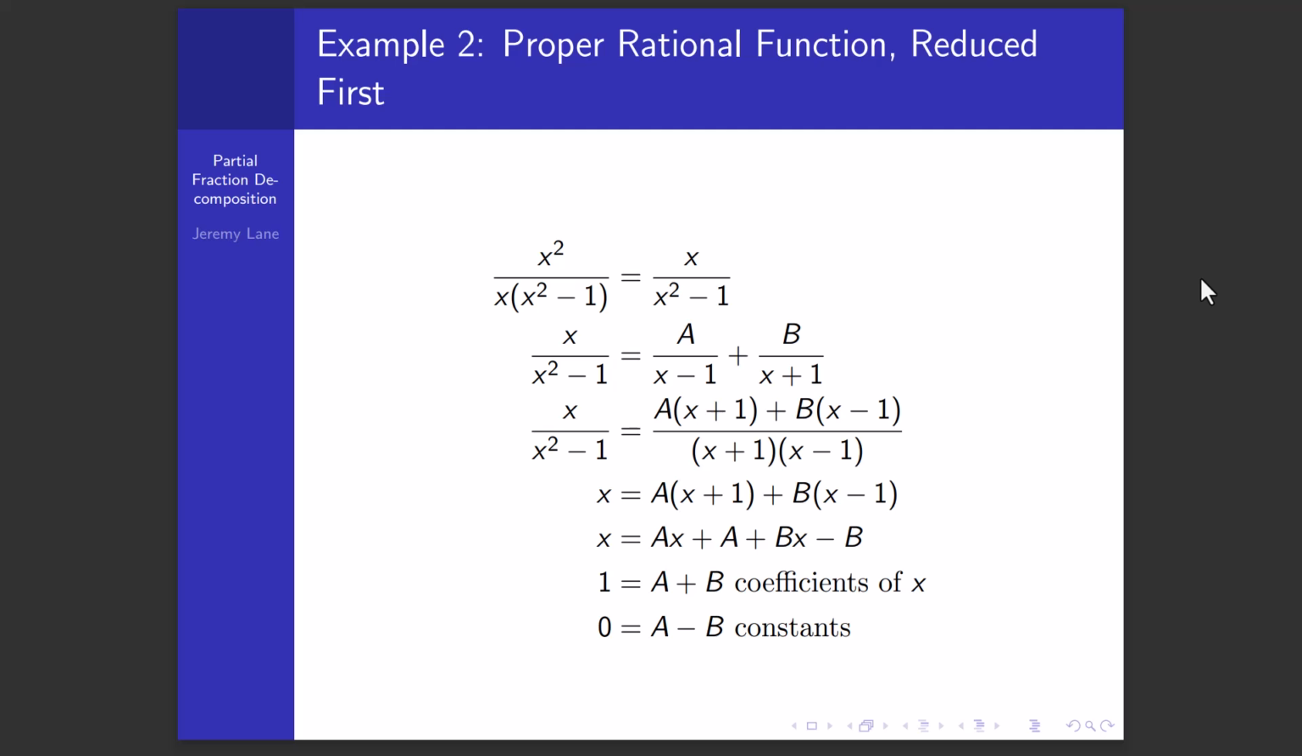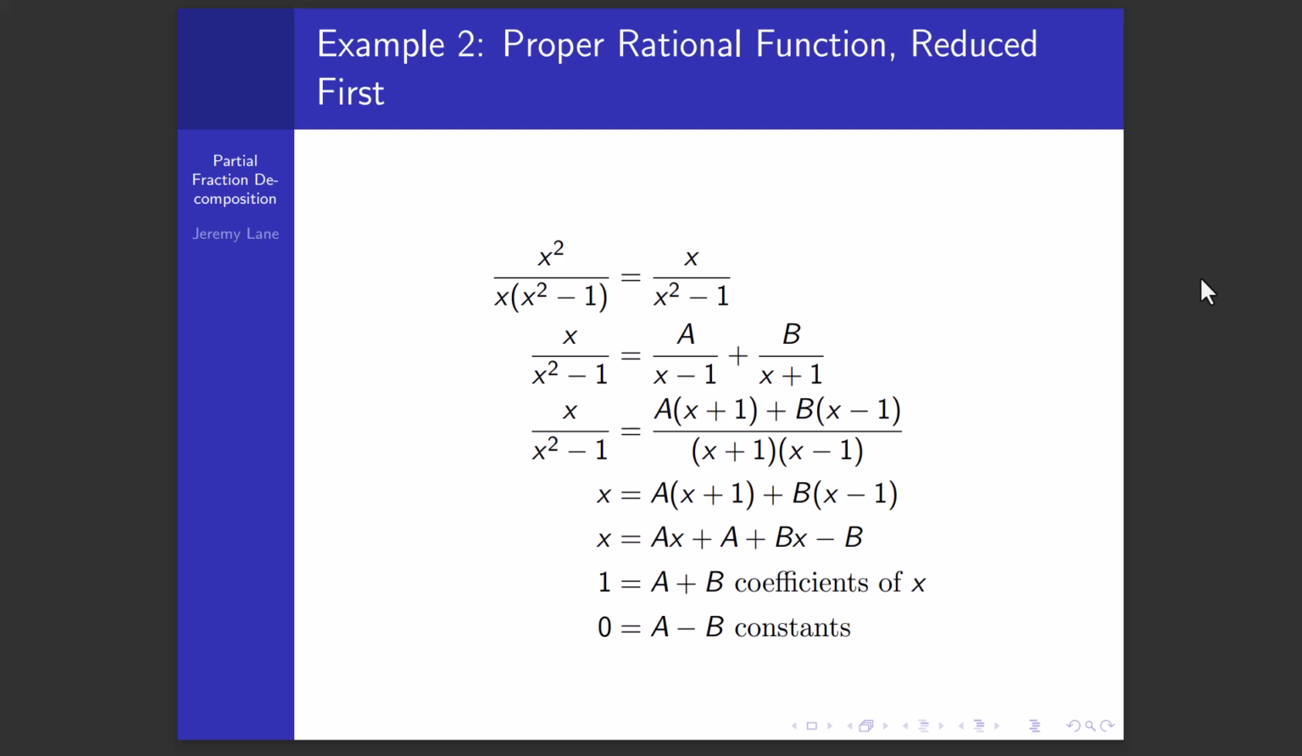So we have a constant a divided by x minus 1 plus a constant b divided by x plus 1. And we're going to determine the values of a and b. We combine the fractions, match up the coefficients, and we end up with a plus b equaling 1. These happen to be the coefficients of the x variable.